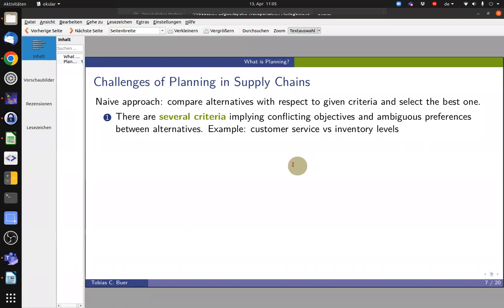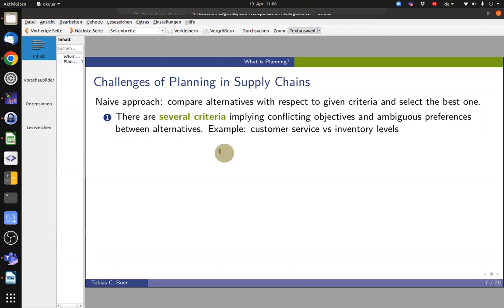In most logistics situations, we have several criteria to consider. Just recall what we did in logistics management. We were looking at our level of inventory, and the more inventory we have, the easier it is to fulfill our customer demand at all times. So the more inventory we have, the better we fulfill our customer demand. A high level of inventory means our customer is happy.